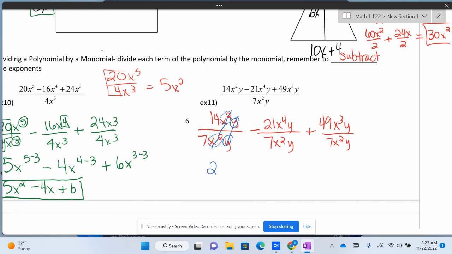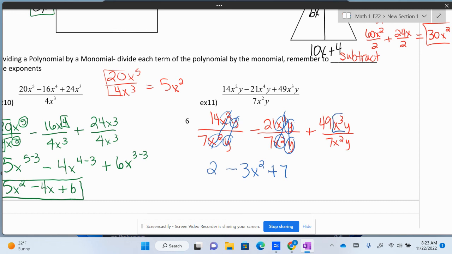Let's look at the next one. Negative 21 divided by 7 is negative 3. Do you have more x's on the top or on the bottom? The top. How many more? So that becomes x squared. Do you have more y's on the top or more y's on the bottom? So they cancel each other out. Let's do positive 49 divided by 7. 49 divided by 7 is a positive 7. Now I'm going to look at my x's.